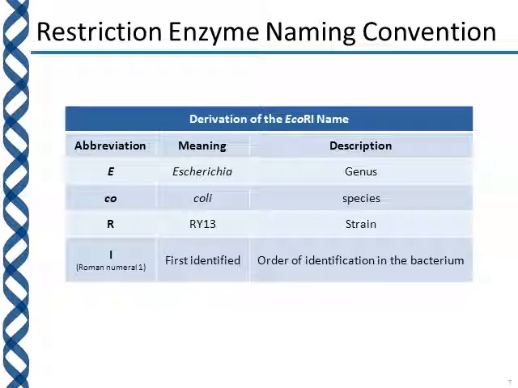So what is the naming convention for restriction enzymes? Here it just shows an example. The names tend to relate to the genus, the species, and the strain, and then are numbered by the order of identification in the bacteria. So in this case of EcoRI, the E comes from the genus, the Co comes from coli, the species, and the R is for the strain RY13, and I because it was the first identified in that bacterium, so it's EcoRI.